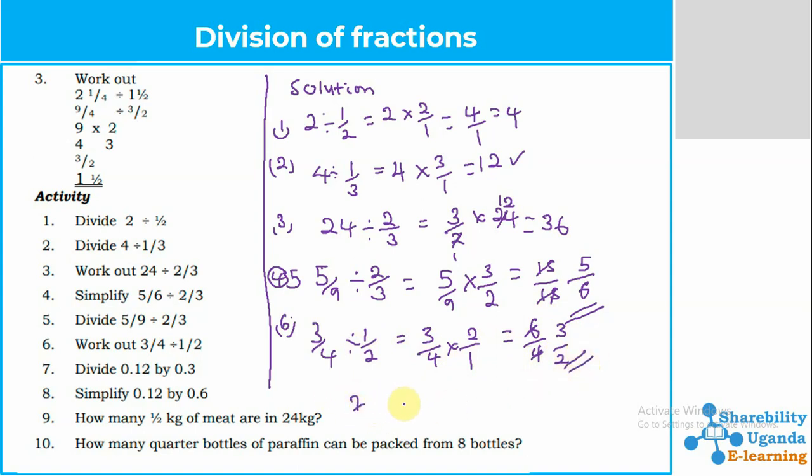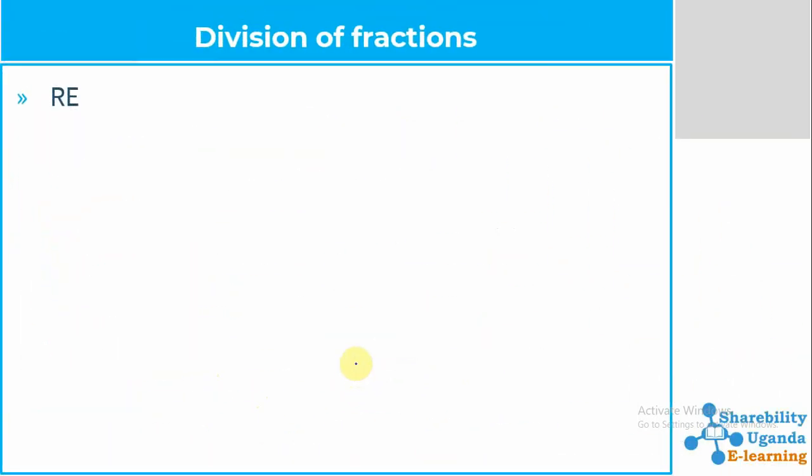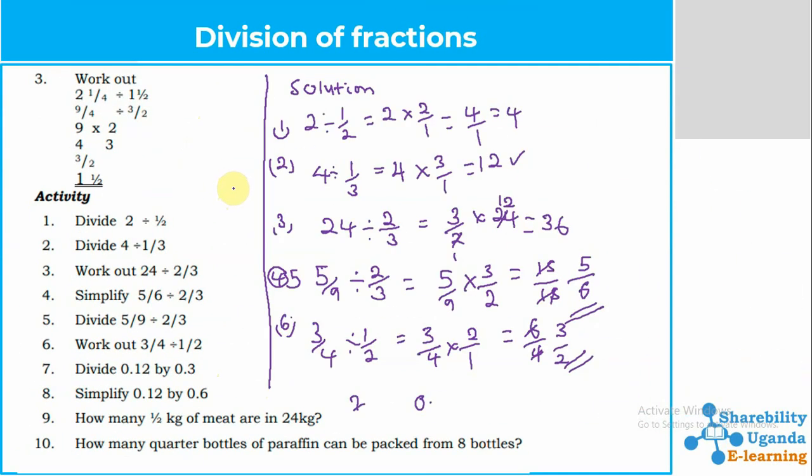Then our part 7, we have 0 point. Let's do our part 7 in the next page. We have 0.12 divided by 0.3. We have 0.12, then 0.3. This is going to be our number 7: 0.12 by 0.3. Is that right? Yeah, it is right.